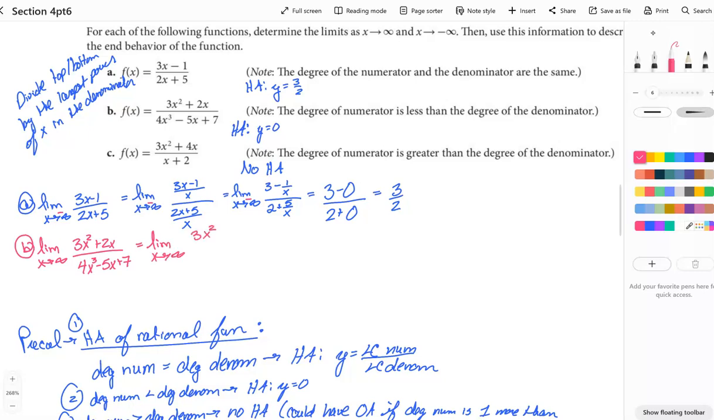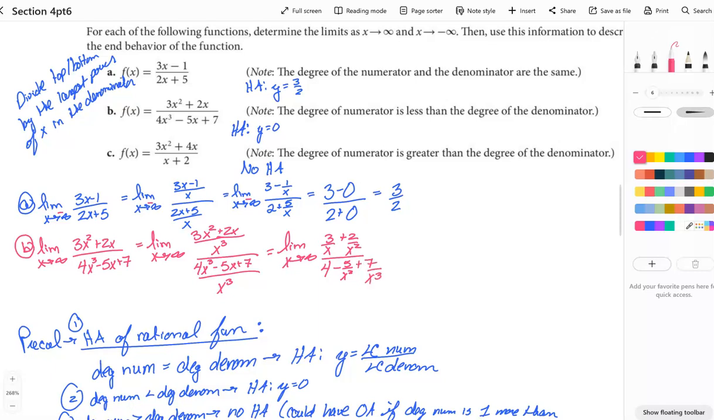So I have 3x squared plus 2x all over x cubed, and then I have 4x cubed minus 5x plus 7 all over x cubed. So I'm going to have 3x squared over x cubed, which is 3 over x. 2x over x cubed is 2 over x squared. 4x cubed over x cubed is 4. 5x over x cubed is 5 over x squared. And then we're going to have 7 over x cubed.